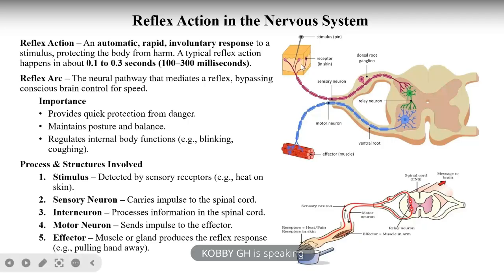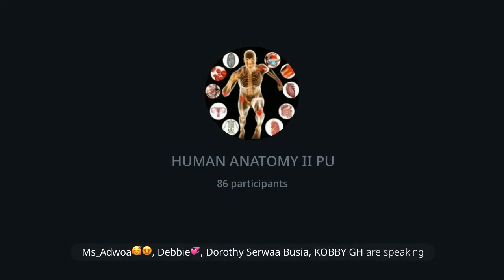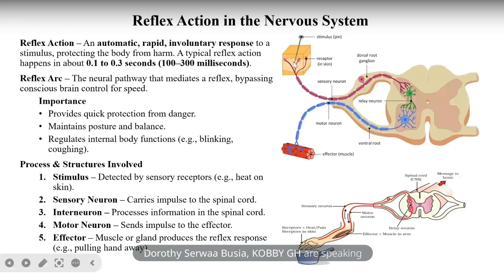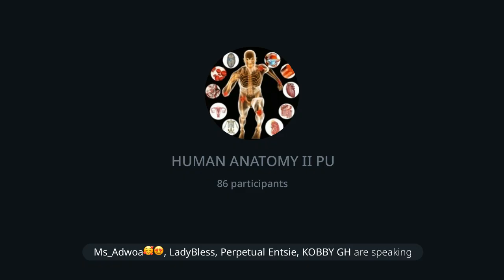So then you say, okay, we have the stimulus, we have the sensory neuron, we have the relay neuron, we have the motor neuron, and then we have the effector. Please say it after me. The stimulus. Sensory neuron. Then we have the relay neuron or interneuron.